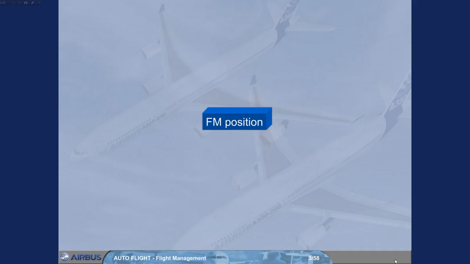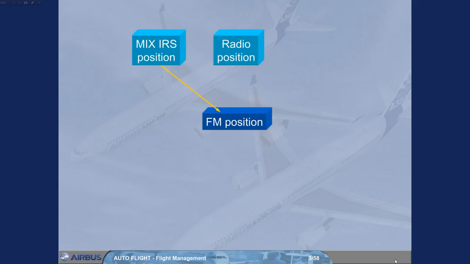Accurate position computation is one of the essential functions of the FM part of the FMGC. Each FMGC computes its own aircraft position, FM position, from a mixed IRS position, and a computed radio position, or a GPS position. The system then selects the most accurate position, considering the estimated accuracy and the integrity of each positioning equipment.